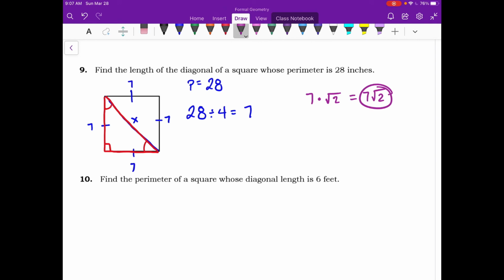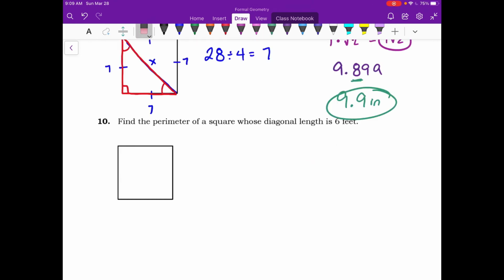Now, if we wanted to actually put this in terms of inches, because 7 root 2 doesn't really make much sense for the length, I'm going to put it in terms of inches, and I'm going to round to the nearest decimal place. So when you put this into your calculator, you're going to get a weird long decimal because square root of 2 is an irrational radical. So it's going to be a long number, so we do need to round. You end up with 9.899, but we need to round that to the first decimal place, so it'll be 9.9 inches.